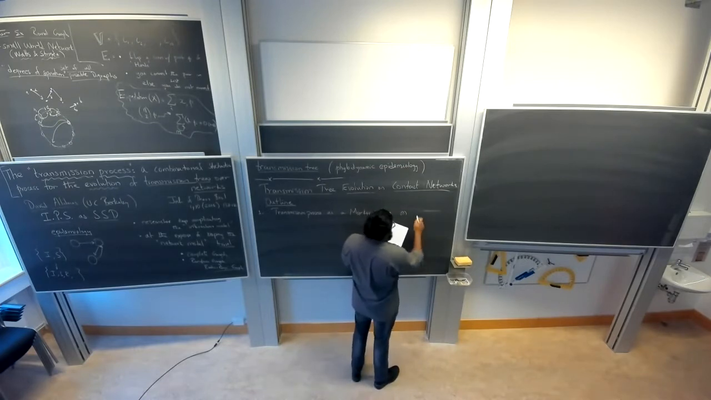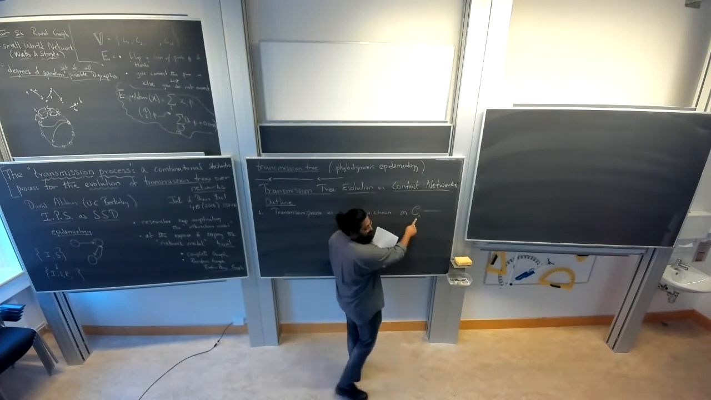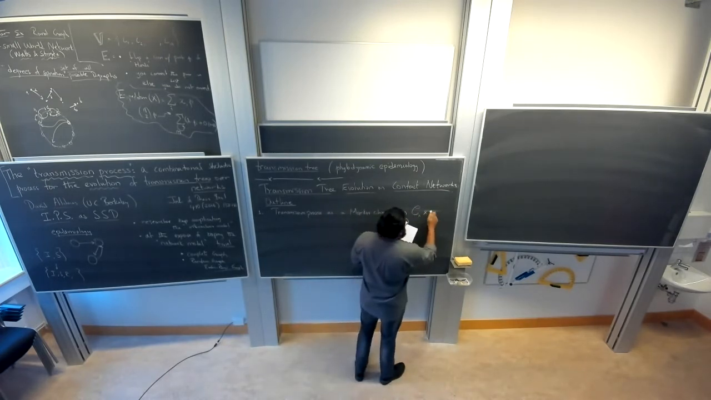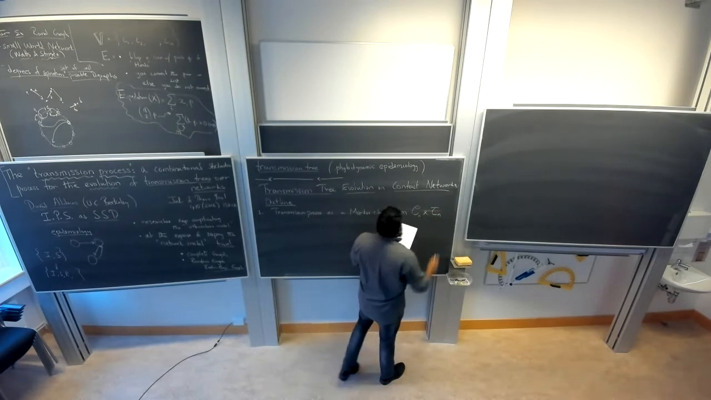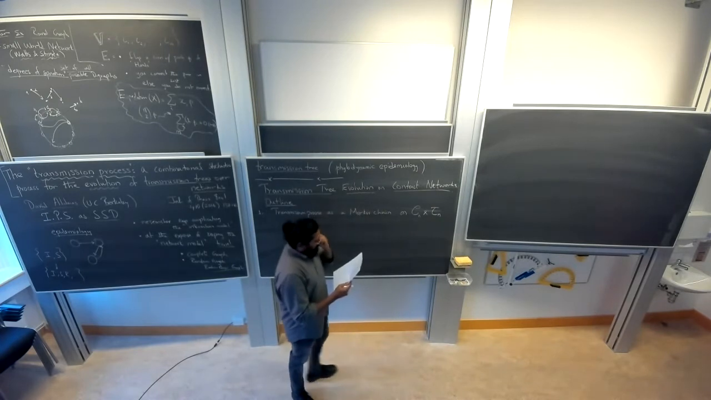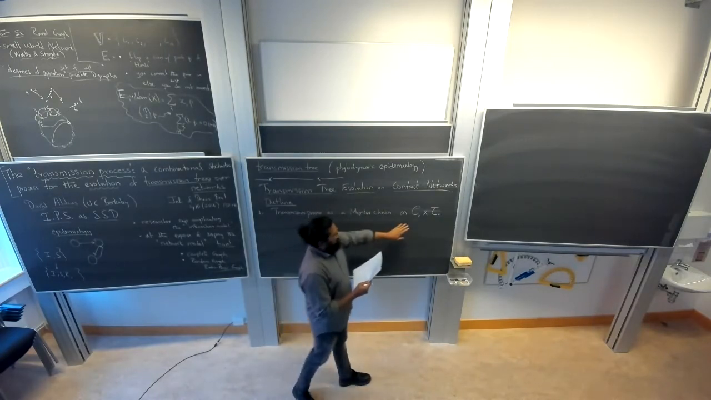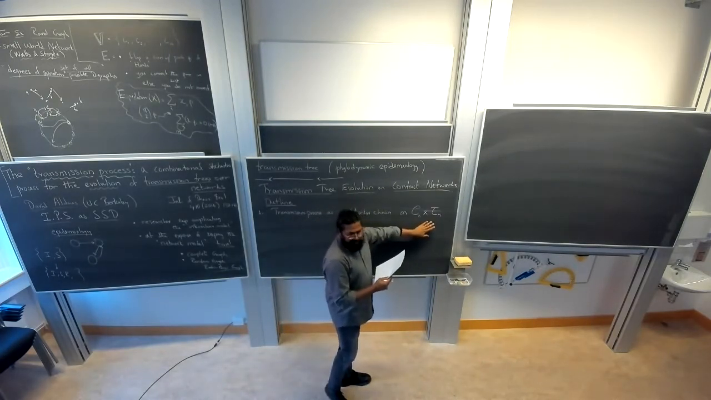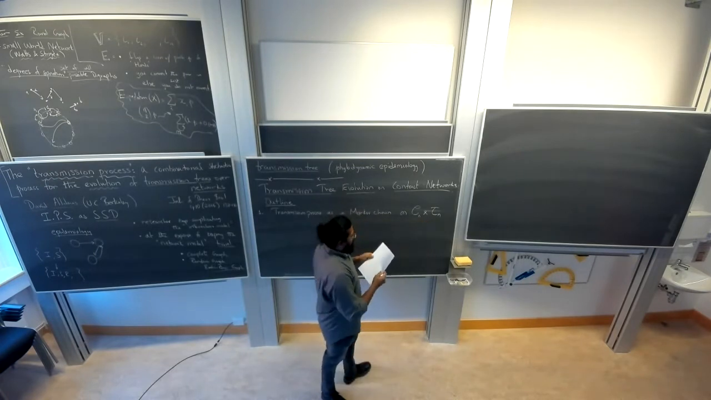On a product space, I will define these things. This is a contact network over n nodes, and some transmission trees. So this is the state space of the Markov chain, right?